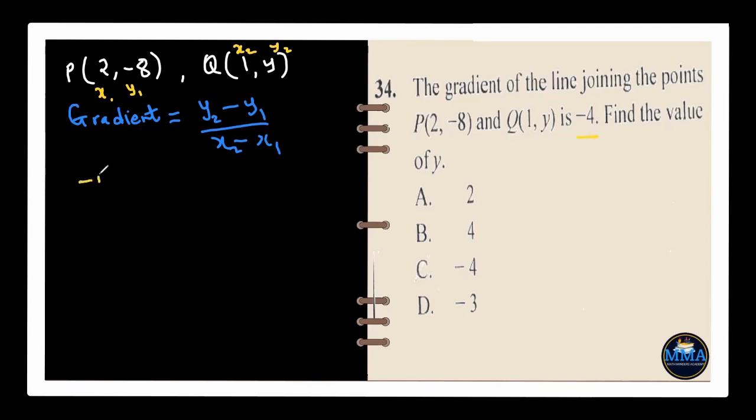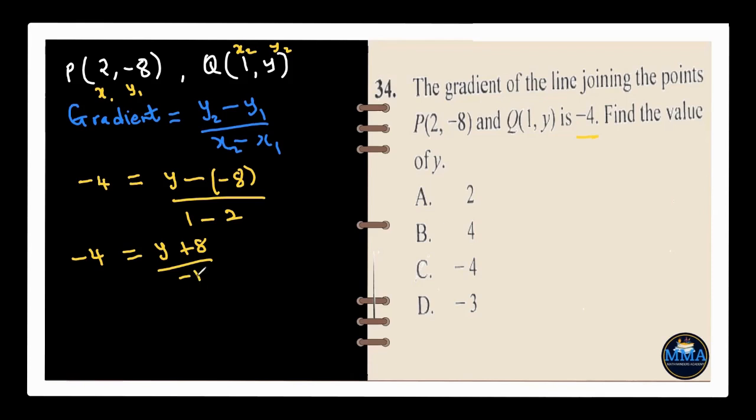So we come here and put minus 4 equals y2, which is y, minus y1, minus 8, over x2, which is 1, minus x1, which is 2. So we have minus 4 equals y plus 8 all over minus 1. You can cross multiply: you have minus 4 times minus 1, and that gives us 4. Y plus 8 equals 4.